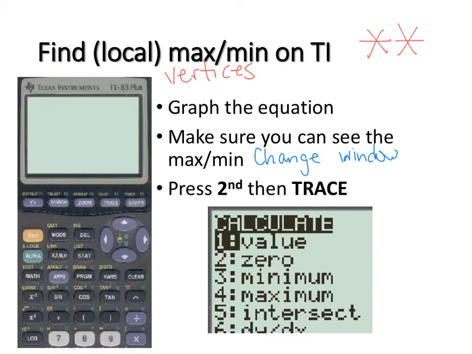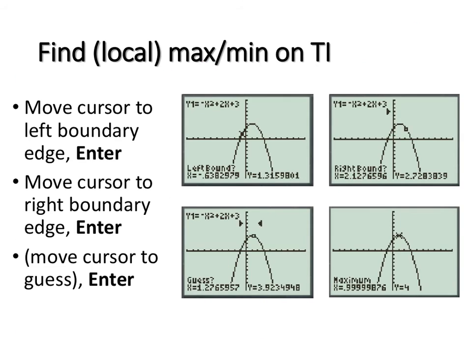Once you can see those vertices, you're going to push second and then the trace button. This brings you to the calculate menu. And based on what kind of vertex you're finding, you'll choose either maximum or minimum and press enter. Now you'll see your graph on screen. You're going to move your cursor to the left edge of the screen using the left arrow. Once your cursor is definitely to the left of that boundary, push enter.